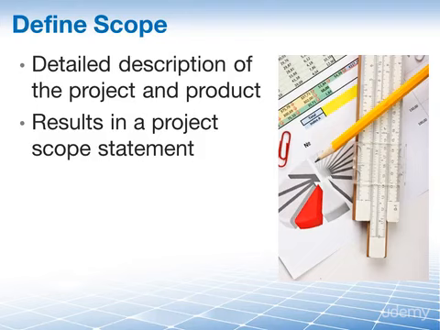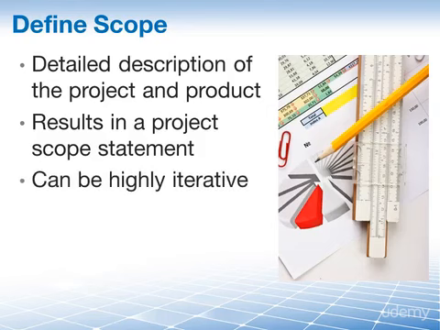The process of define scope is highly iterative, and it may occur again and again over the life cycle of a project. And this is because of the detailed nature of our scope. We have to delve deeper and deeper into it. So this process may need to be revisited as work is progressing on the project.